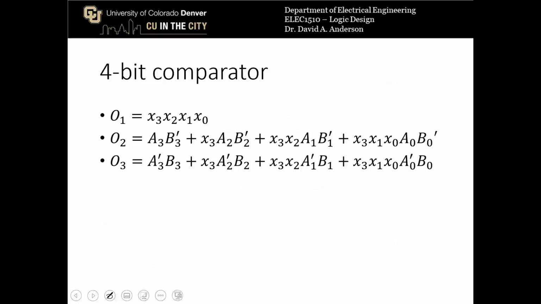So ultimately, the functions for the 4-bit comparator, where the first output says that the two 4-bit numbers are equal, the second output says that number A is greater than number B, and the third output says that number B is greater than number A, or alternatively, number A is less than number B, are as follows. The first output, O sub 1, is x3, x2, x1, x0. O2 is A3, B3 prime plus x3, A2, B2 prime, and so on. Output sub 3 is A3 prime, B3 plus x3, A2 prime, B2, and so on.